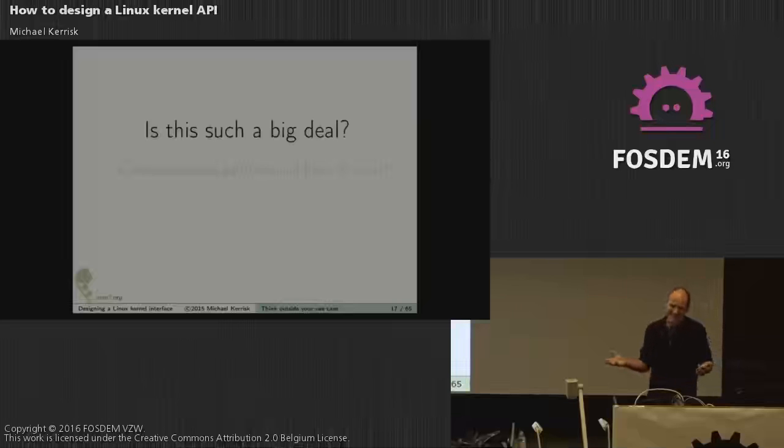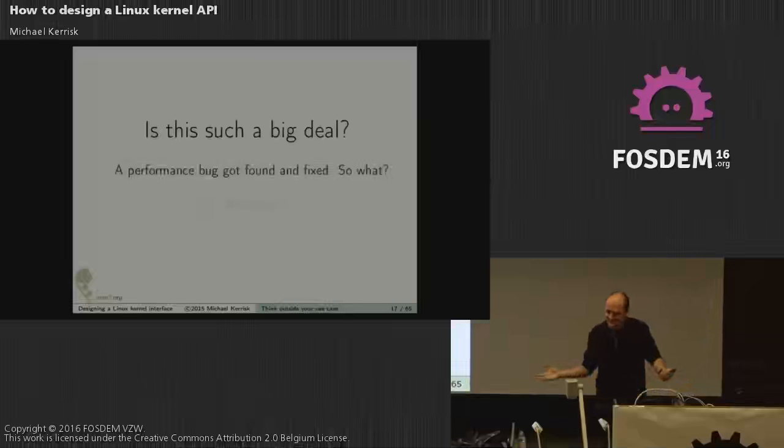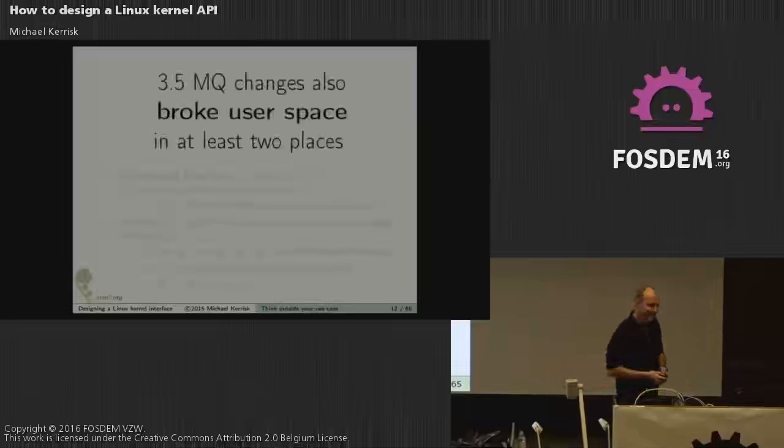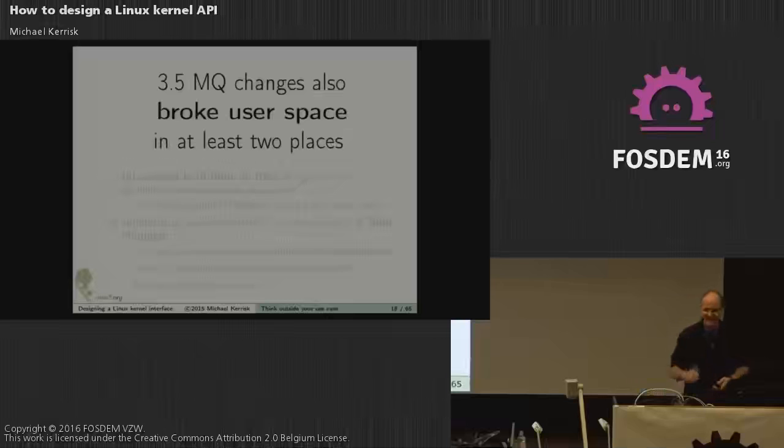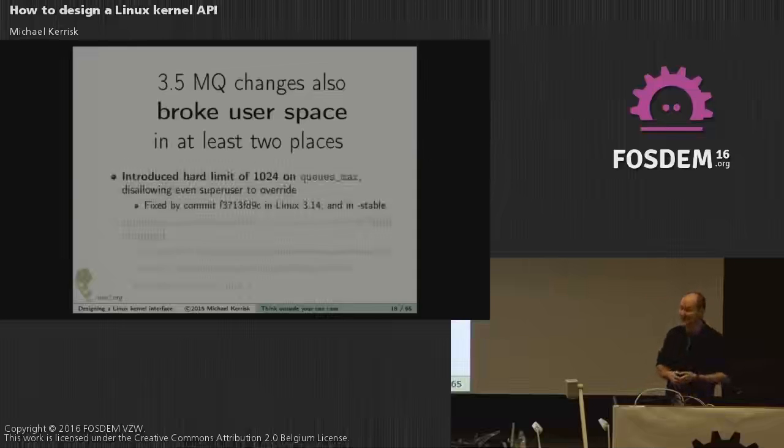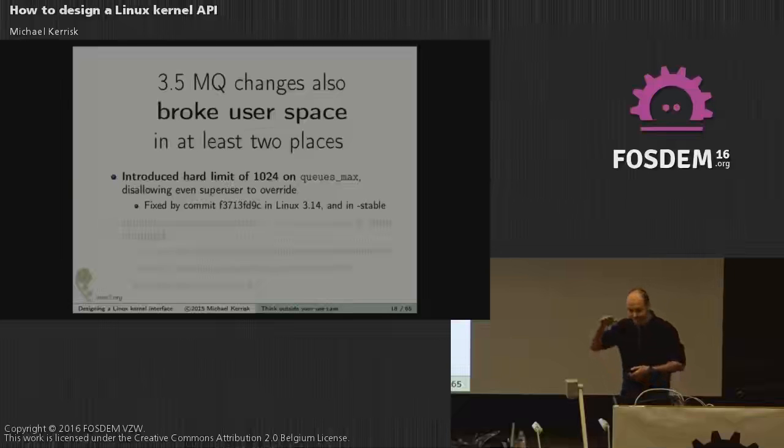But you might say, well, is this such a big deal? There was a performance problem. It got fixed. We're good now, aren't we? That kernel developer also turned around and broke the API in 2 different places. Now, they were kind of minor breakages, so no one noticed for a while, but they were nevertheless breakages. One was that, I'll rephrase that. This was not such a minor breakage. This caused some people real pain.